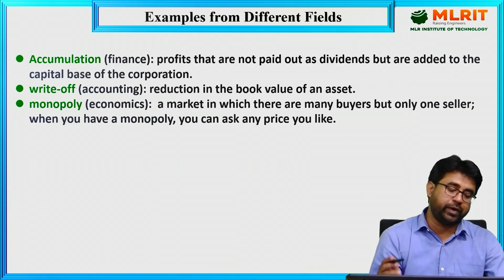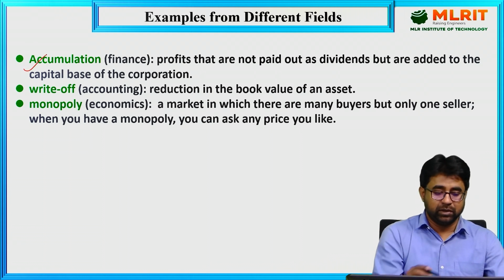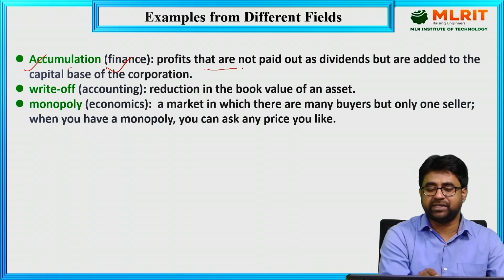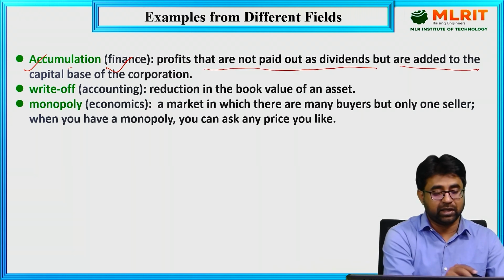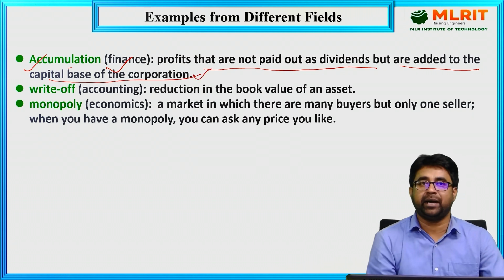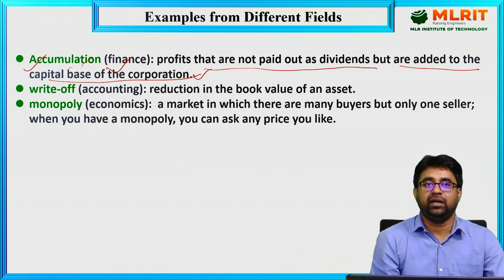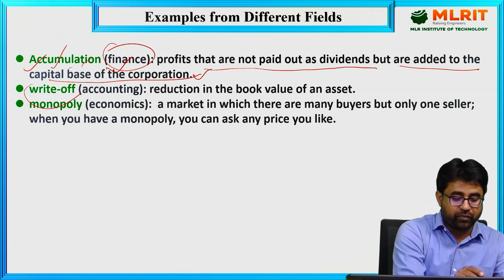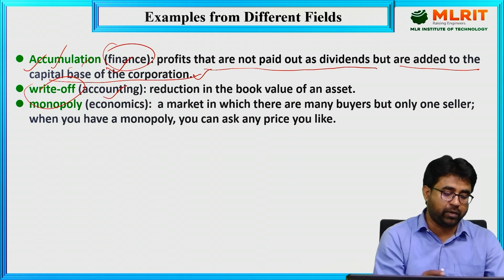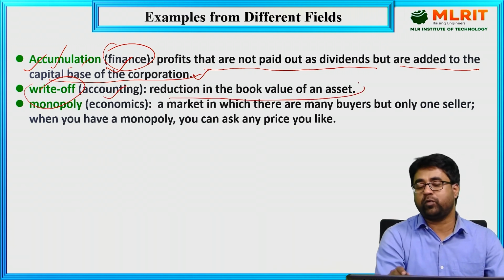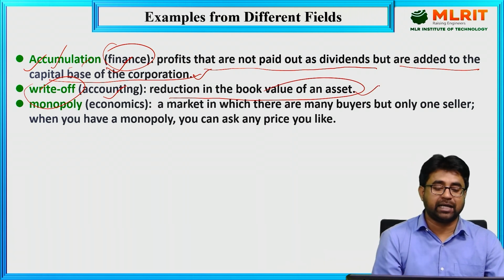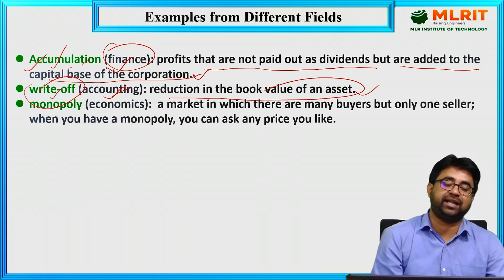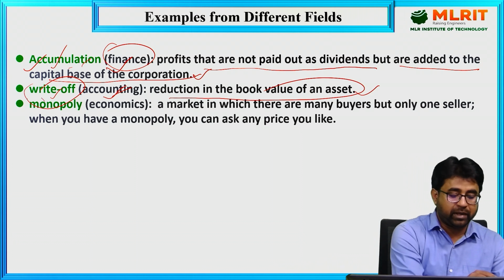Now see a few more examples. Accumulation. It's related to finance. What is the meaning of accumulation? Profits that are not paid out as dividends but are added to the capital base of the corporation. People who are into finance will easily understand. So this is one technical vocabulary in the field of finance. Write-off. It is related to the field of accounting. What is the meaning of write-off? Reduction in the book value of an asset. Again, people who are familiar with the accounting field will understand the meaning of write-off.